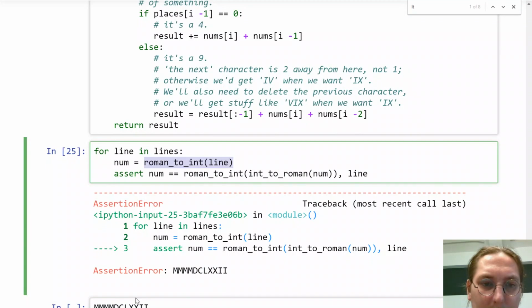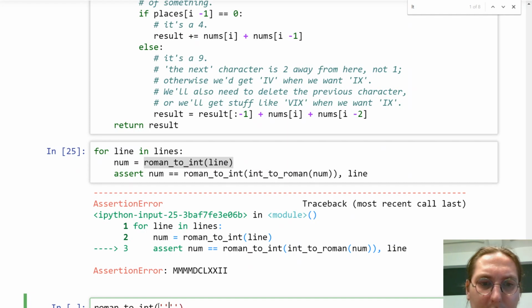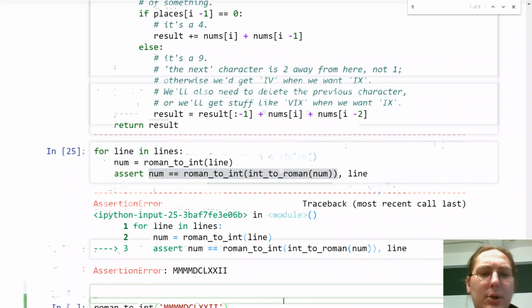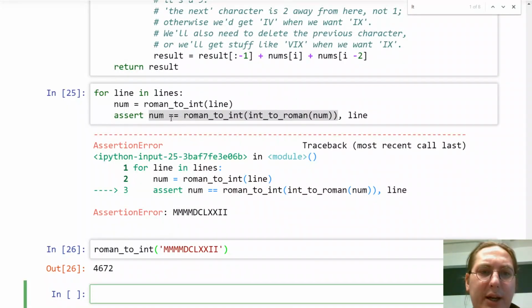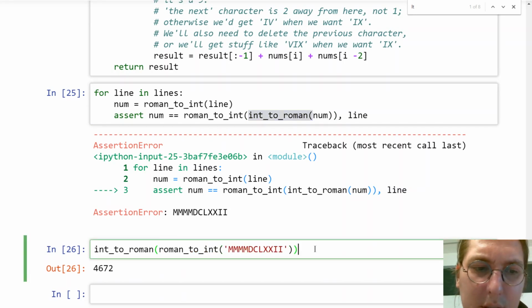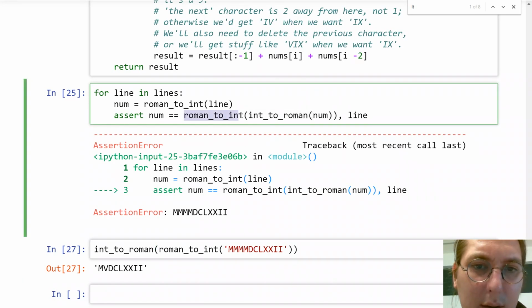What was the thing? Assert. This raises this error if this condition is not true. So this converted to a number is that, and if we convert that to, wait a minute, did I get it wrong way? Roman to int. No, I have it right. It's Roman to int first, and then back to Roman. Doesn't have to be the same, but MV. Oh, there is.